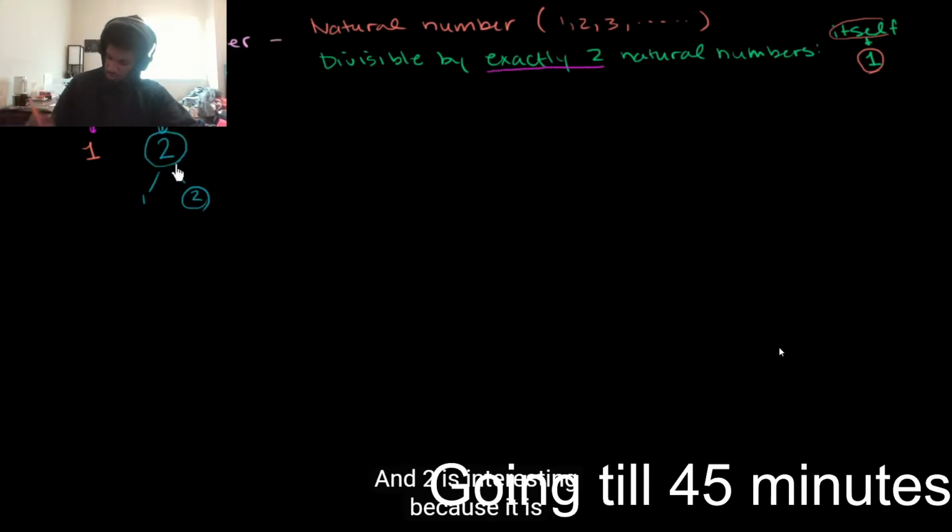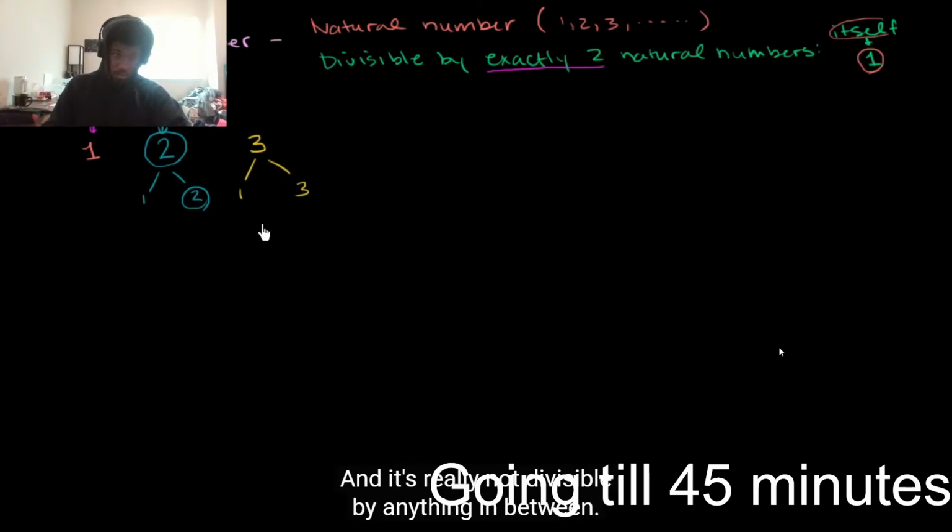Now let's do 3. And 2 is interesting because it is the only even number that is prime. If you think about it, any other even number is also going to be divisible by 2, above and beyond 1 and itself. So it won't be prime. We'll think about that more in future videos. Let's try out 3. Well, 3 is definitely divisible by 1 and 3, and it's not divisible by anything in between. It's not divisible by 2. So 3 is also a prime number.